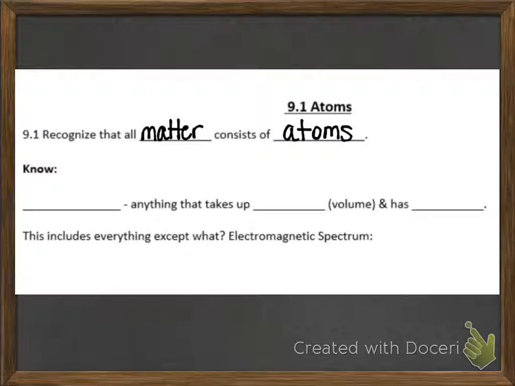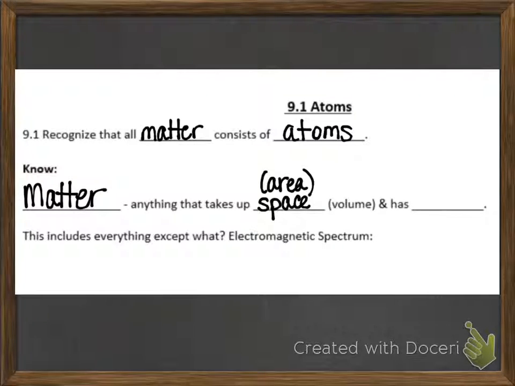Okay, so now let's define what matter is. Matter is anything that takes up space. And when I talk about something taking up space, it's taking up an area. Okay, so it takes up area or space. That is known as volume. And also, to be matter, besides taking up space, it also has to have mass. Now, practically everything that you could name me is considered matter.